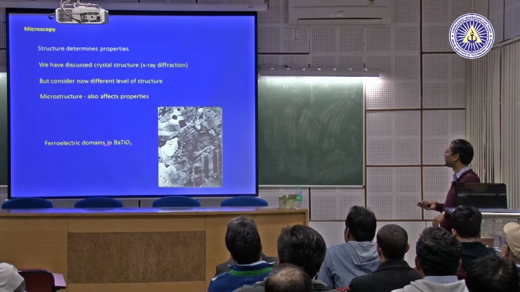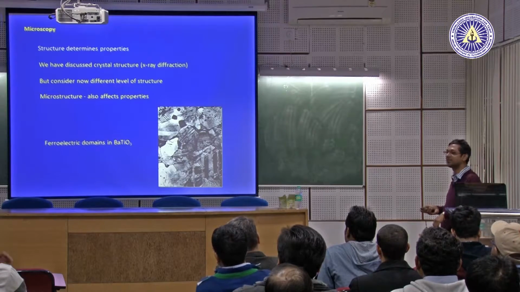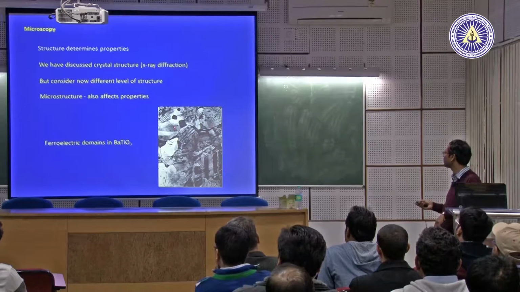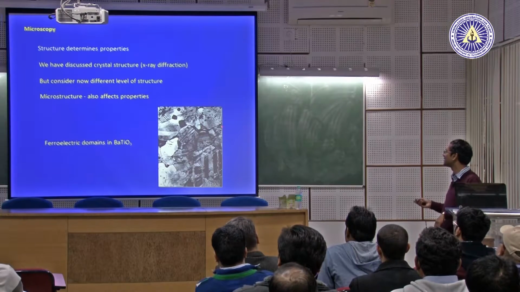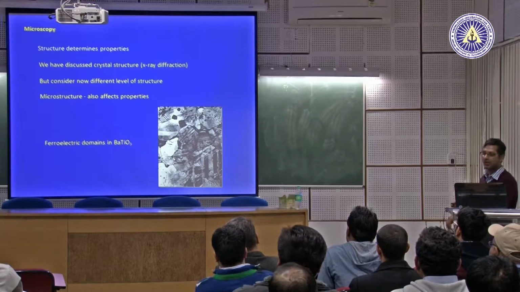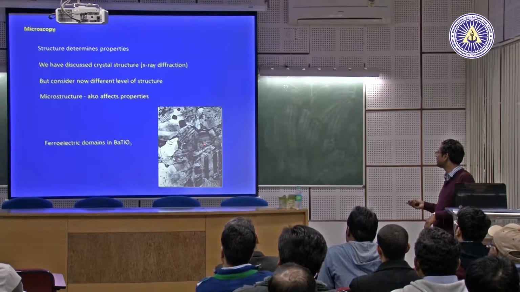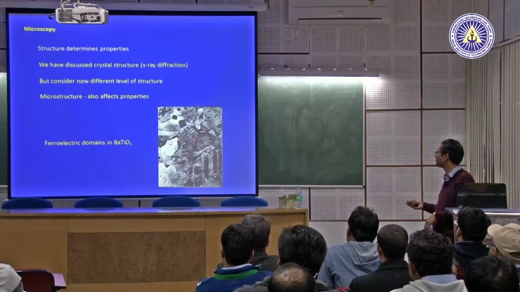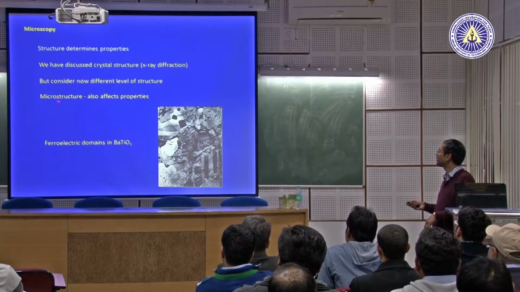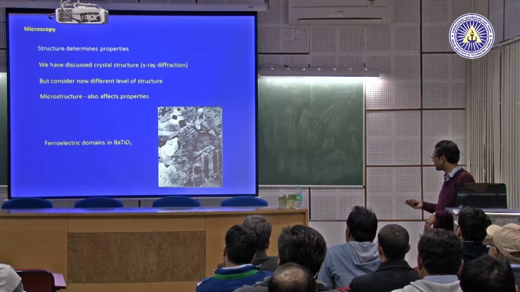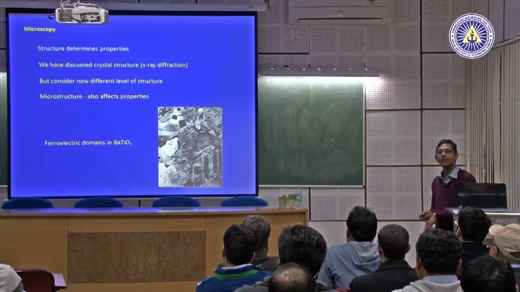This is a very important microstructure, ferroelectric domains in barium titanate. I don't know whether you can see the domains here. This is at a very fine level, not like the earlier ones. The earlier pictures were from optical micrographs, but this is from a transmission electron micrograph. So you can see details inside the domains. Therefore the structure inside these grains plays a very important role.